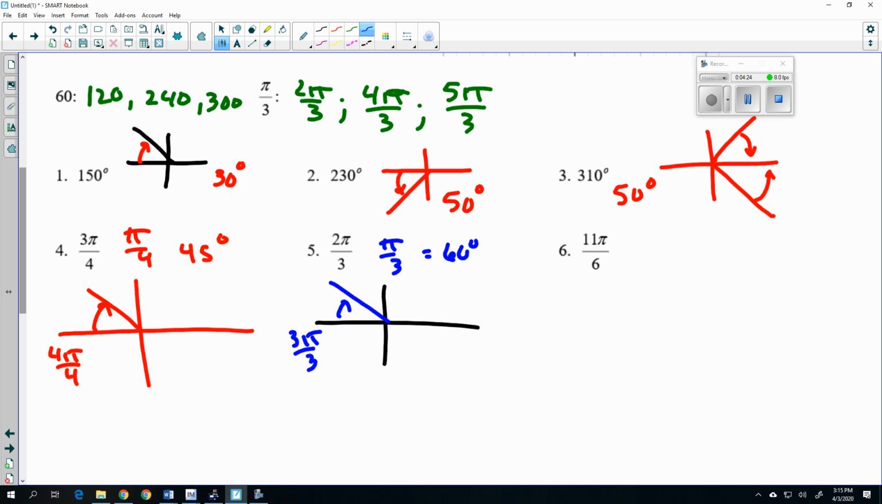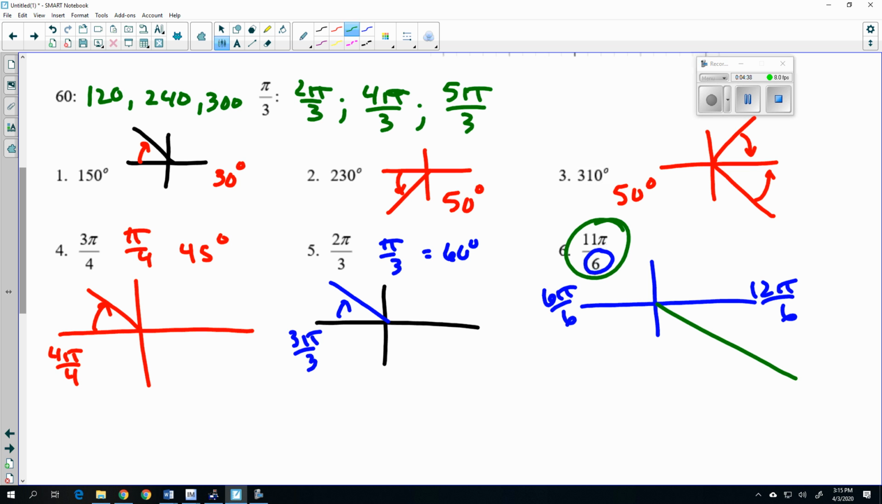And lastly, if I'm at pi over 6. Let's see, my bottom denominator is 6. So this would be 6 pi over 6. This would be 12 pi over 6. So I can see 11/6 of a pi is in quadrant 4, and it is pi over 6 back to my axis, which is 30 degrees. Pi is 180. 180 divided by 6 is 30. So you're going to want to know 180 divided by 6, 180 divided by 3, and 180 divided by 4.